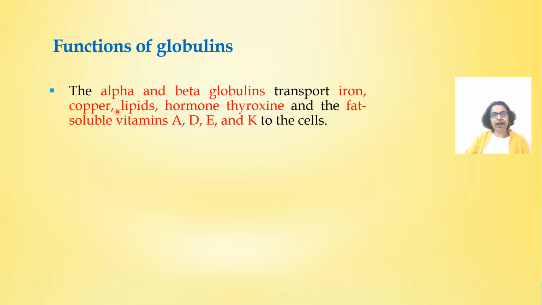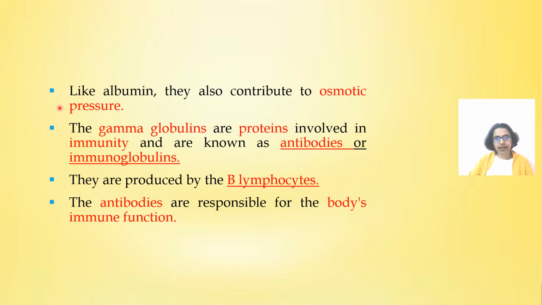Functions of globulin. The alpha and beta globulins transport iron, copper, lipids, the hormone thyroxine and fat soluble vitamins A, D, E and K to the cells. Like albumin, they also contribute to osmotic pressure. The gamma globulins are proteins involved in immunity and are known as antibodies or immunoglobulins. They are produced by the B lymphocytes, and the antibodies are responsible for the body's immune function.